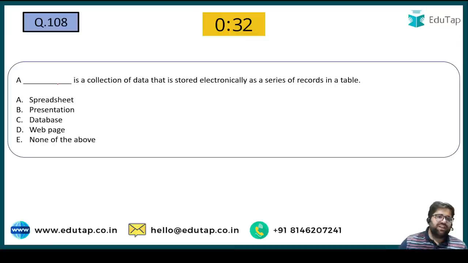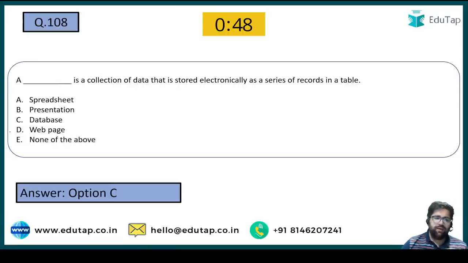Question number 8. Dash is the collection of data that is stored electronically as a series of records in a table? Very easy question. We all know the answer. It's database. Okay? It's database.